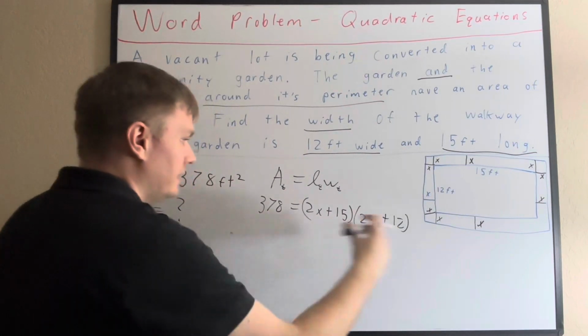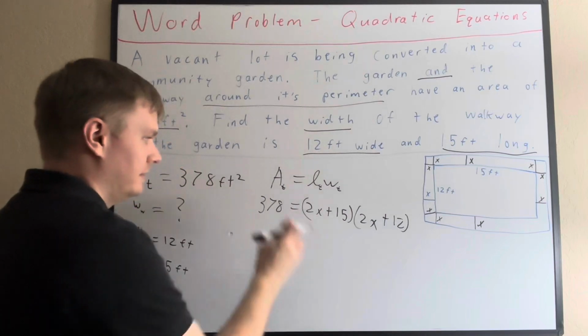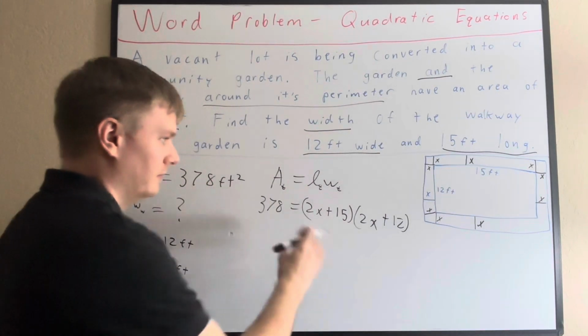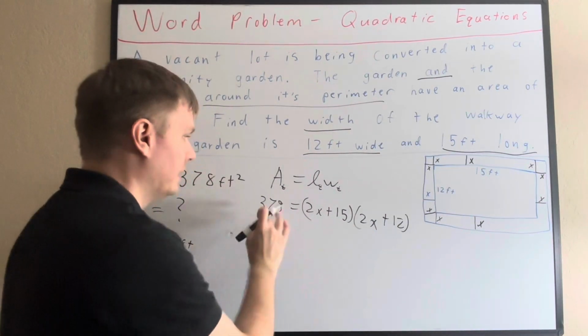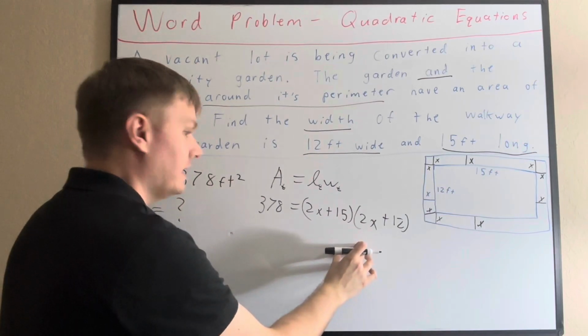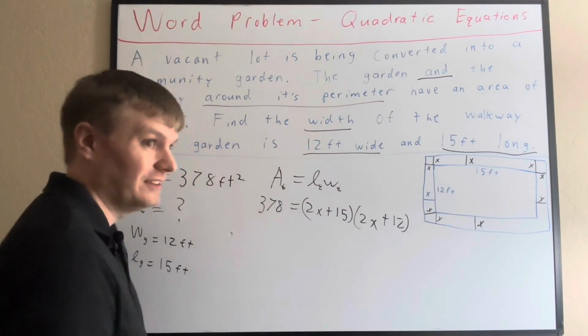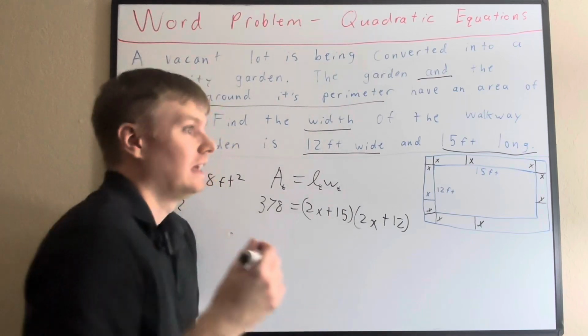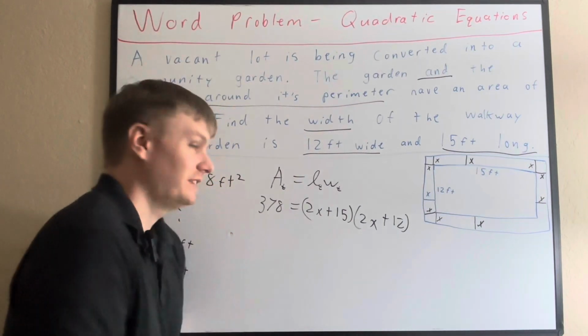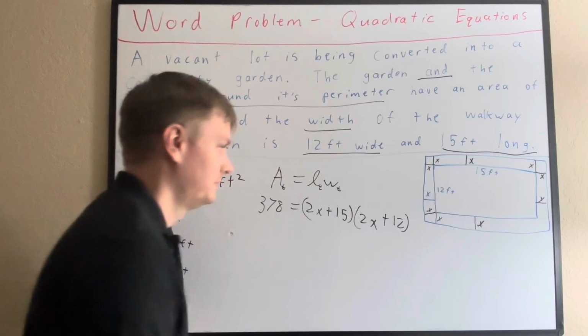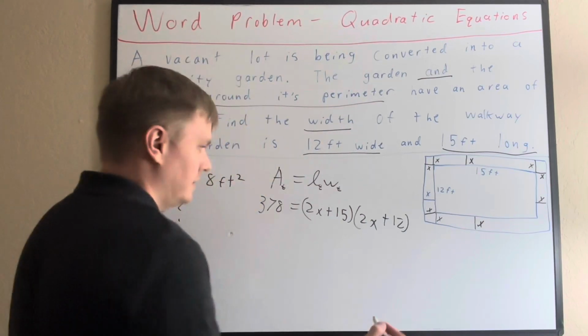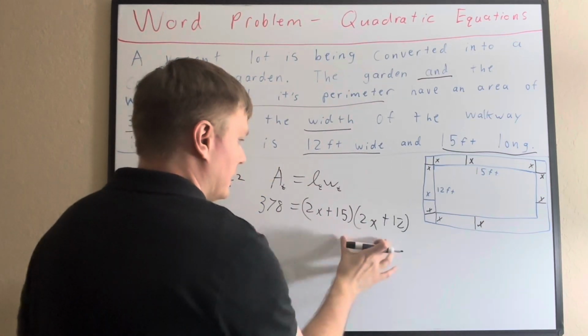So we need to actually FOIL this out and move the 378 in so that we can solve this and set it equal to 0. Why is it important to set it equal to 0? Trust me, if you set it equal to 378, you're going to get the wrong answer. That's just how these quadratic equations work.